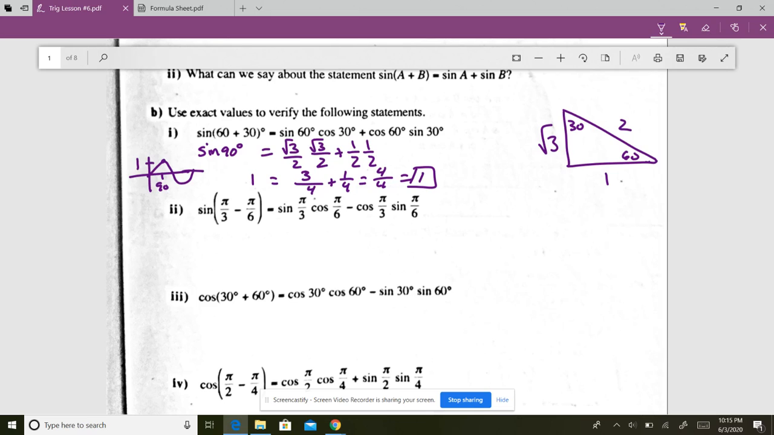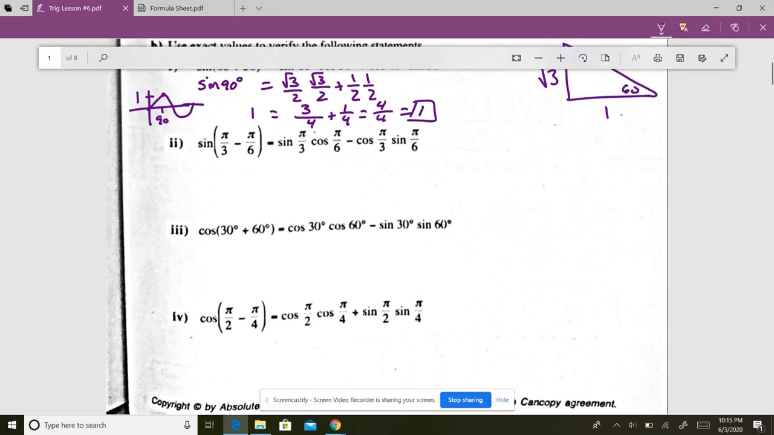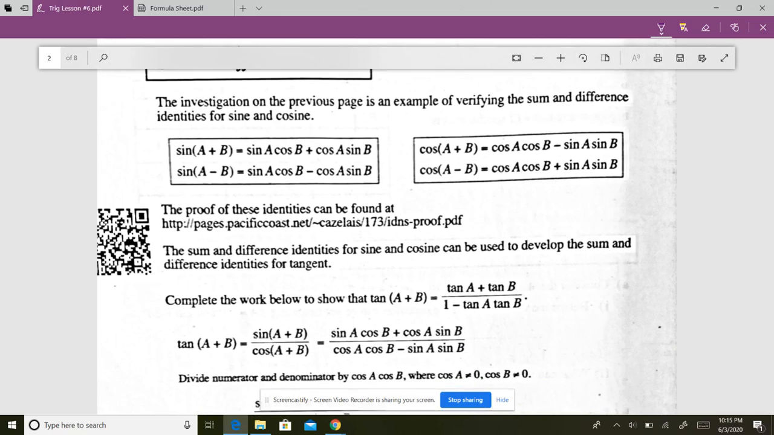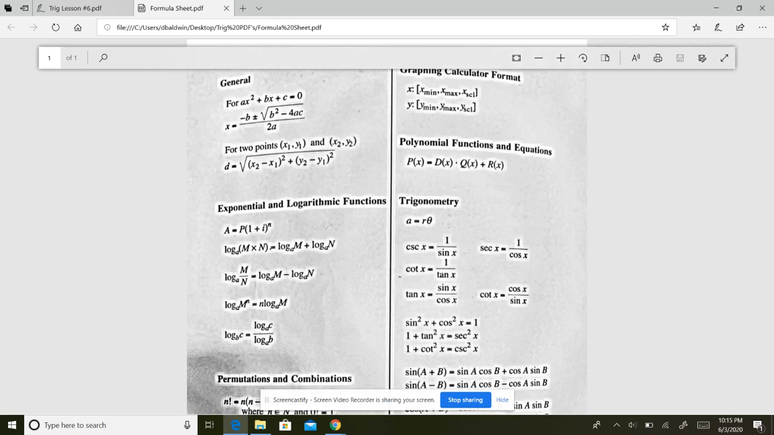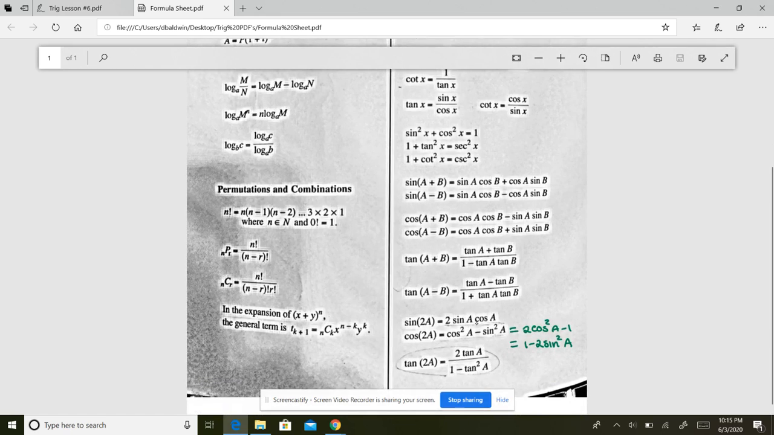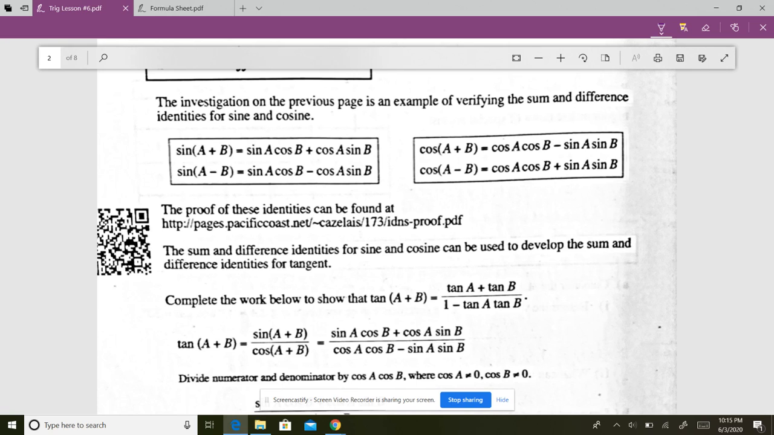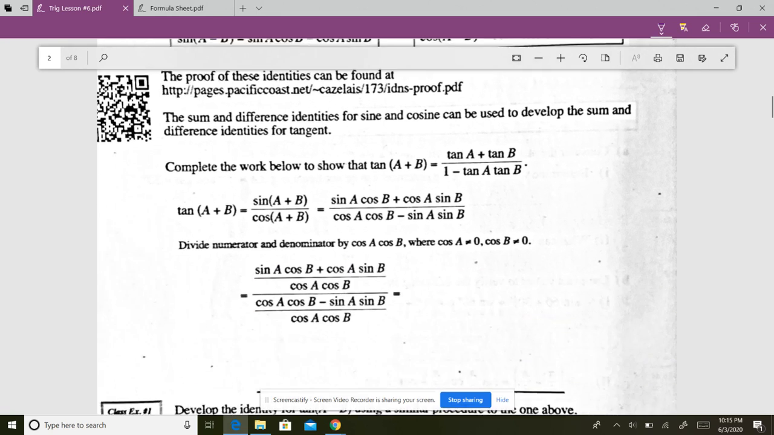Now we could do it for the rest of these. If you want, you can go ahead and do that using the special triangle. But what you get is the sum and difference identities, and here they are right here. Sine of A plus B is sine A cos B plus cos A sine B, and so on. Go through them. They are on your formula sheet right here, and these ones right here. Okay? Don't need to memorize them. Just need to know how to use them.